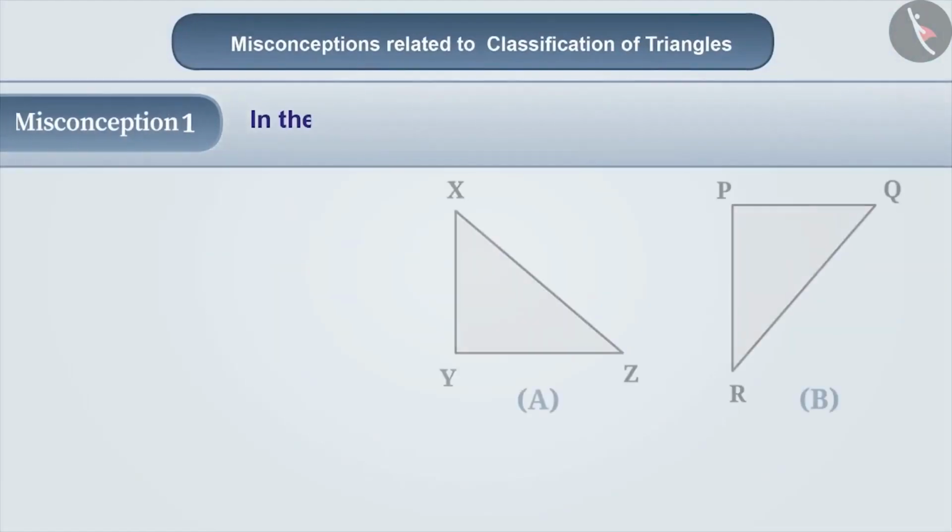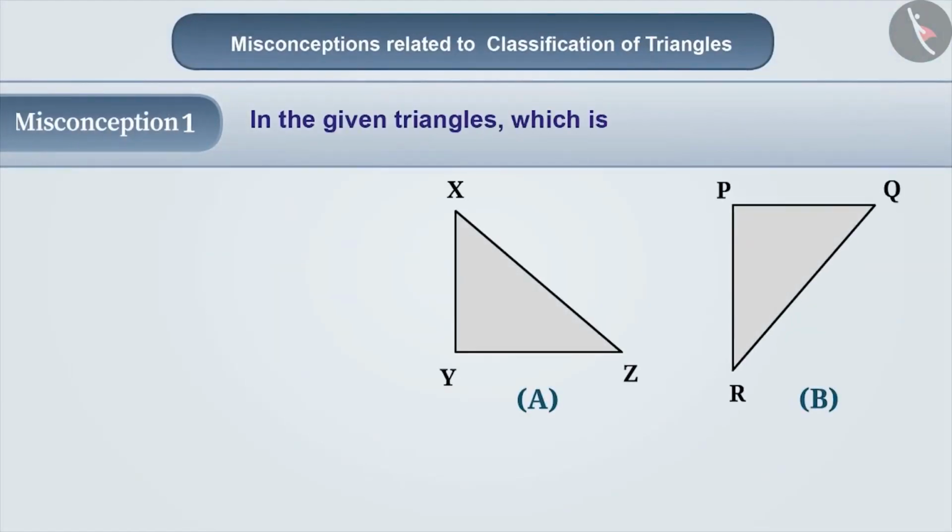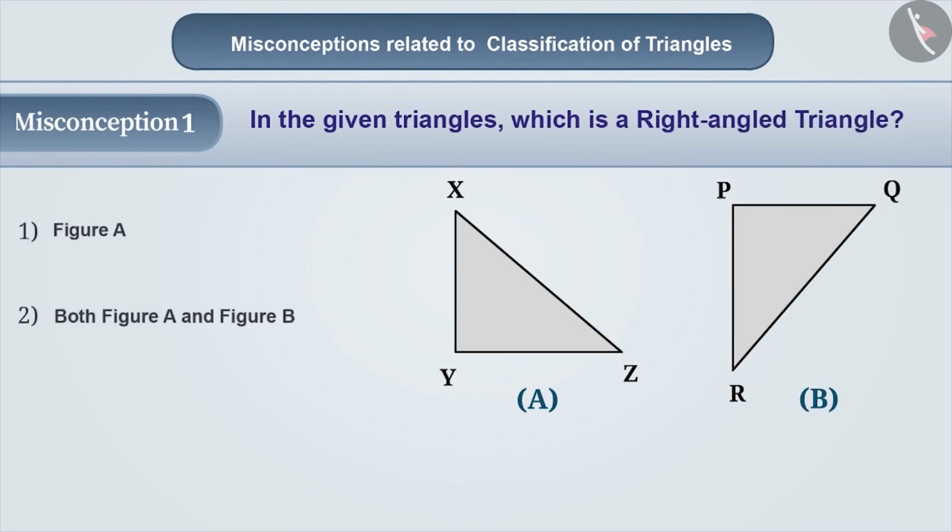Misconception 1. In the given triangles, which is a right-angled triangle? Many times, students have a misconception that a right-angled triangle is always upright and its base is parallel to the ground. Due to this misconception, they believe that only the figure shown in option A is a right-angled triangle.